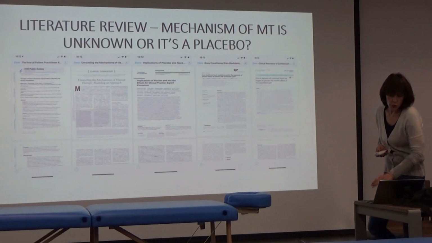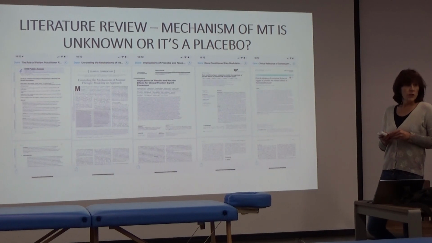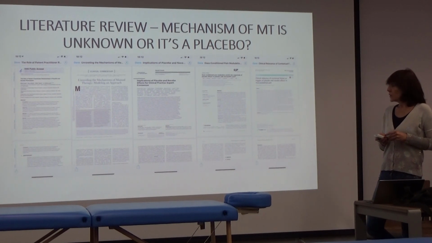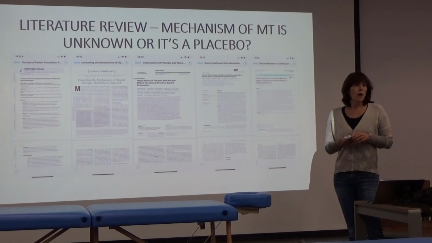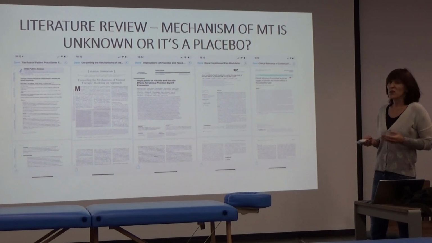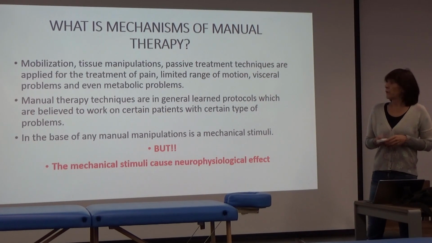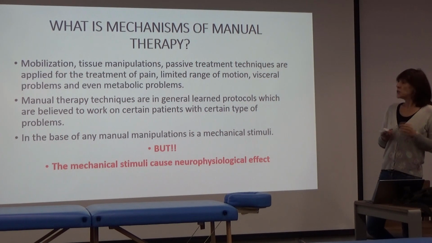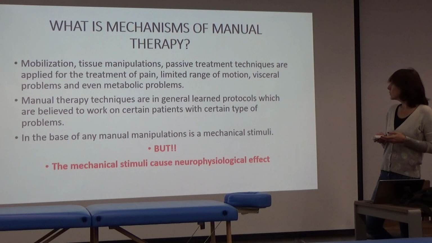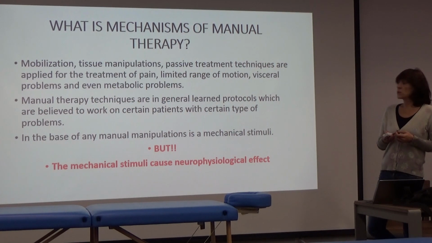Those are very important questions, and many people tried to answer them, and they wrote many articles. At the end of the presentation, we're going to have about 100 references of people who studied manual therapy and who tried to understand what we actually do. So, what do we do in manual therapy? We do tissue mobilization, we do tissue manipulation, we do passive treatment techniques, we treat pain mostly, limited range of motion, sometimes we treat visceral problems and even some metabolic problems.